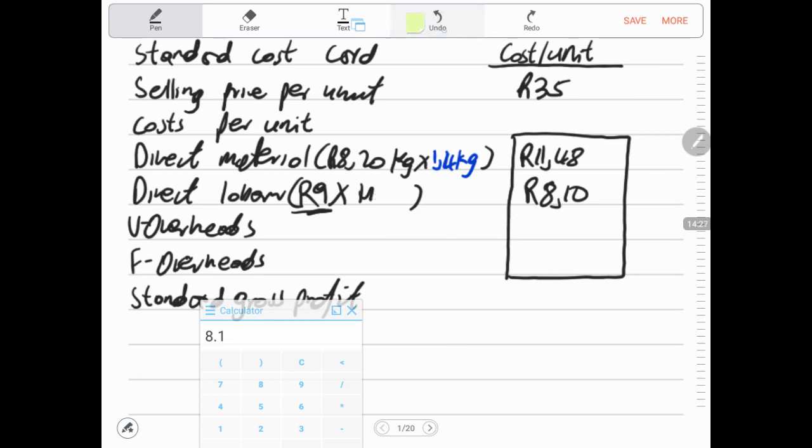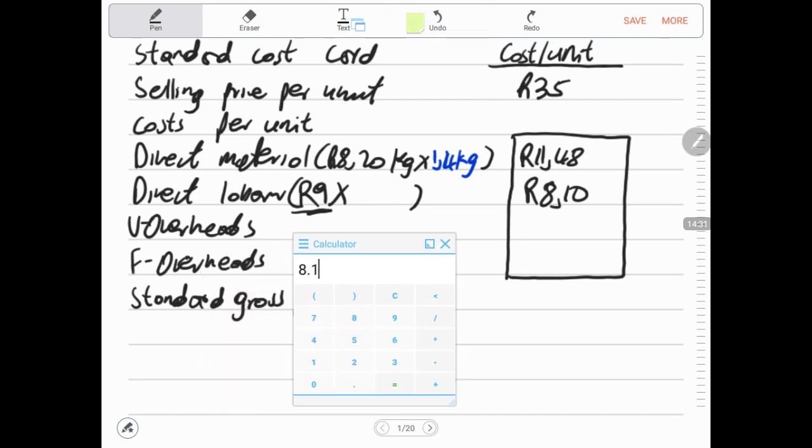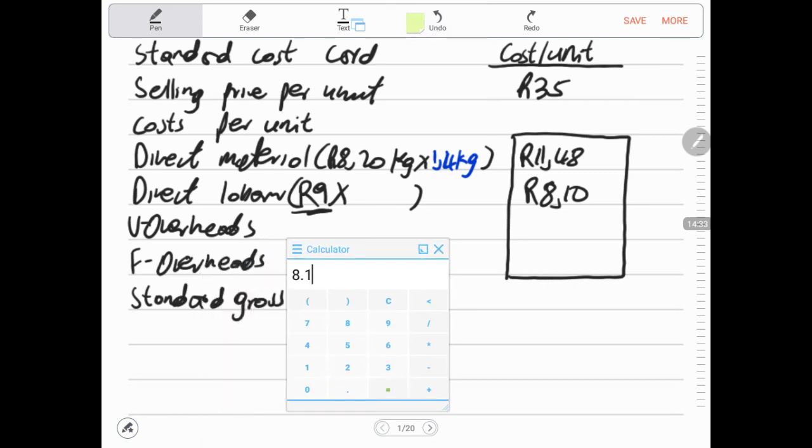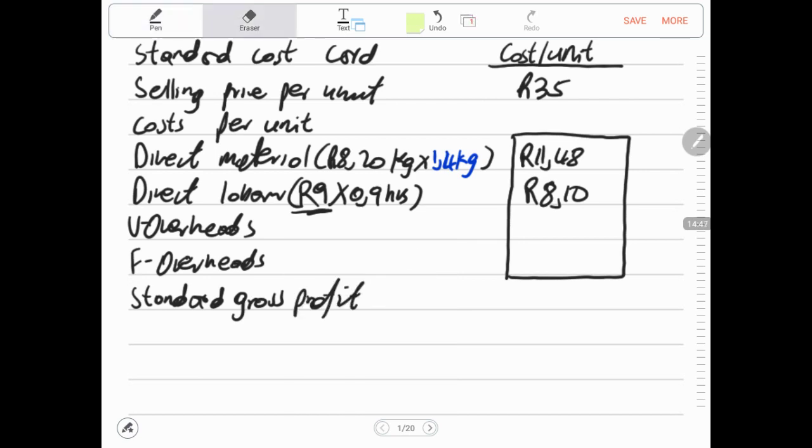And now what are we looking for? We are looking for the hours it takes to complete 1 unit if the cost per unit is 8 rand 10 cents. So 8 rand 10 cents, divided by the rate of 9 rand, we discover that it takes 0.9 hours to complete 1 unit. So that will be the accurate calculation regarding the labor hours.